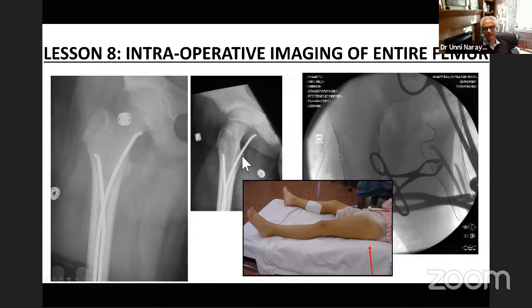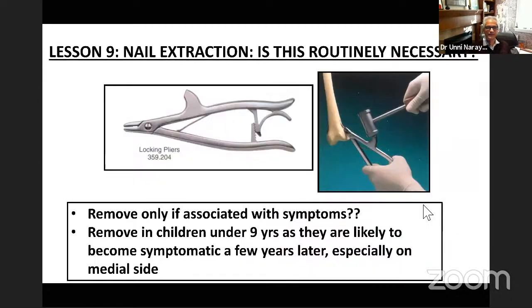This child presented at 10 days with a foot drop due to sciatic nerve palsy. This can be avoided by making sure to use this technique, where you look at the ipsilateral hip in a cross-table lateral view to make sure that your nails proximally are within the femur.